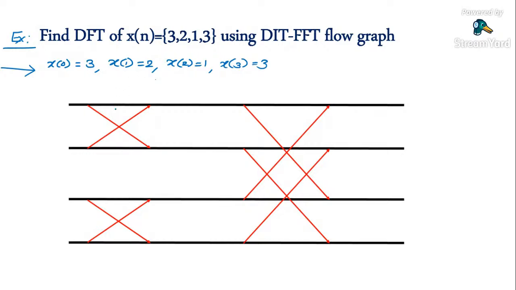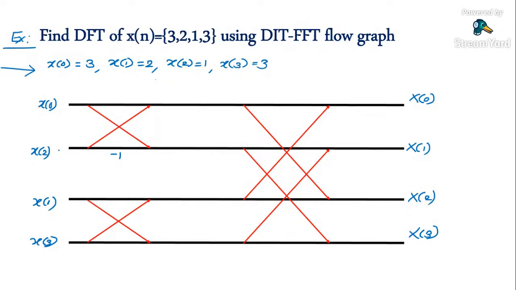Now, after writing it, draw the flow graph. This is the flow graph where for the 4 inputs, you will have the 4 outputs. Write down the outputs in order: x of 0, x of 1, x of 2, x of 3. Outputs are in order. And what about inputs? Inputs are out of order. So x of 0, x of 2, then x of 1, then x of 3. And all the remaining you have to write.